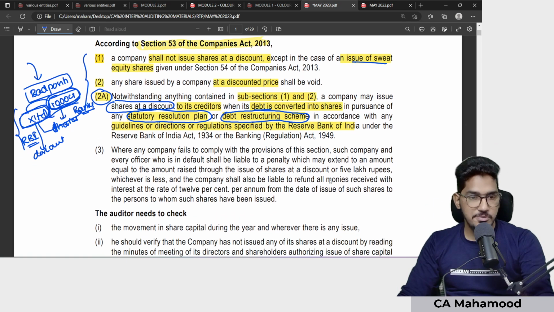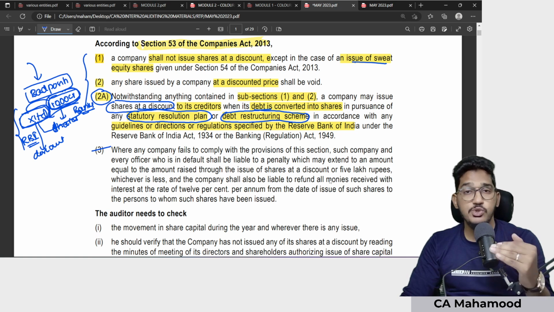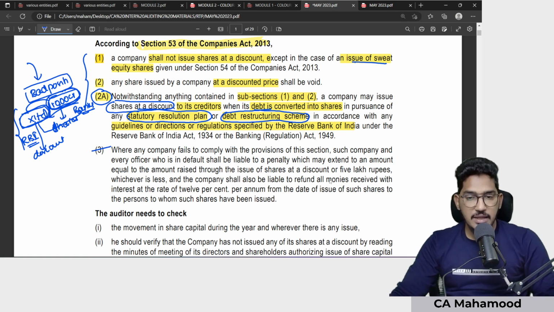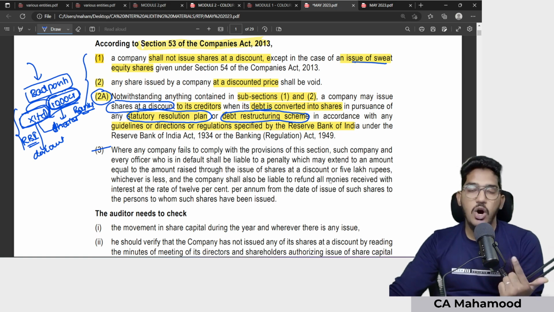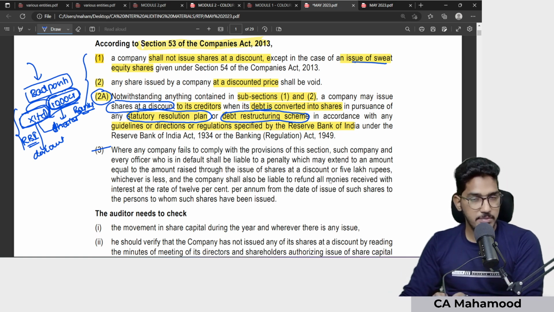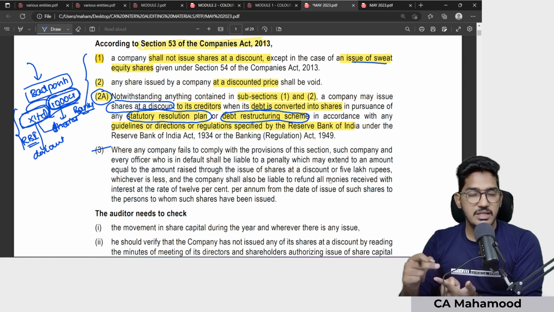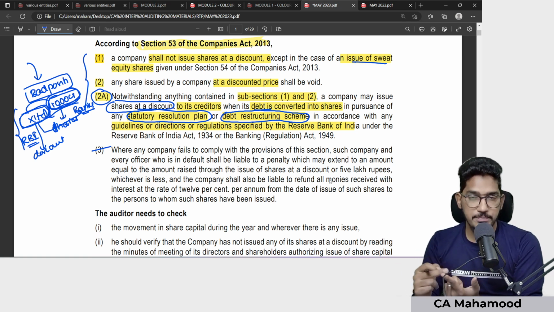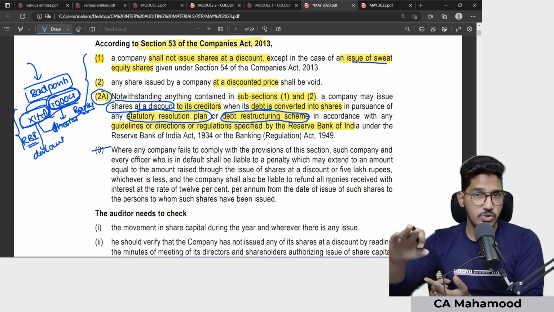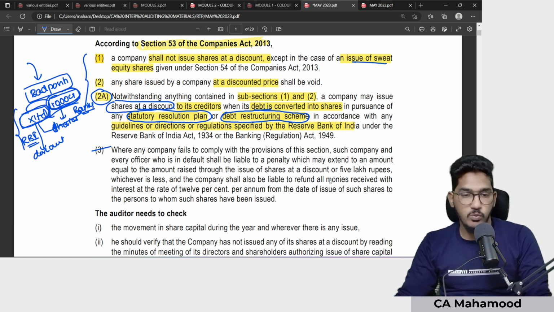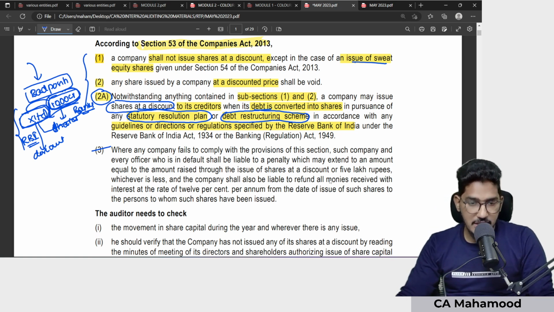Now, ignoring these provisions, if some company fails to comply with the above provisions, that means except in the two cases, except in the issue of sweat equity shares or as a part of restructuring plan announced by RBI, in these two cases the company is permitted to issue shares at a discount. But if some company is issuing shares at a discount in other cases also, as we all know, that will become void. In addition to that, penalties also will be there. What are those penalties? Let us see.